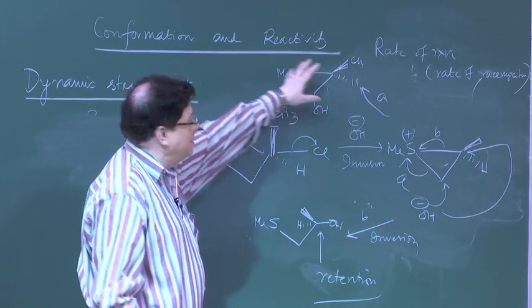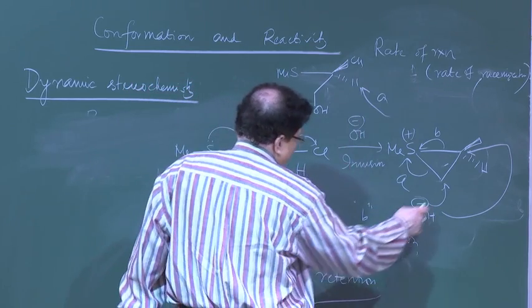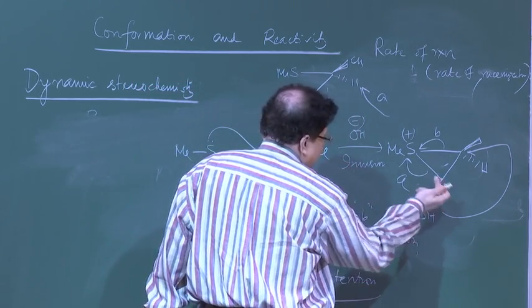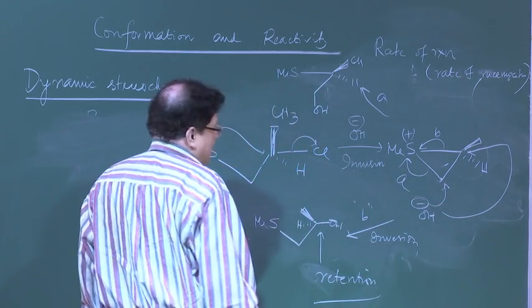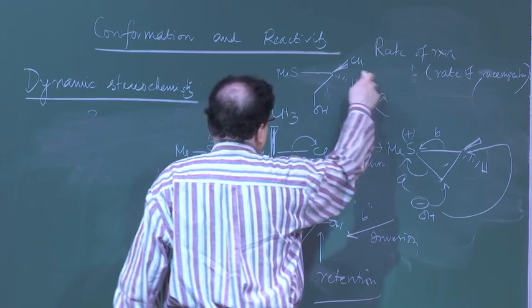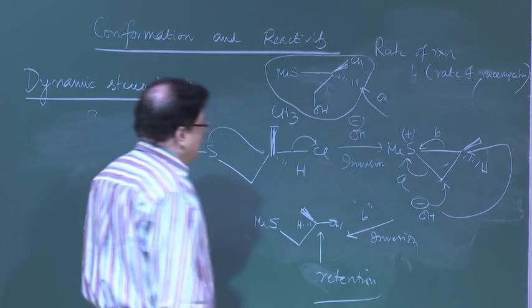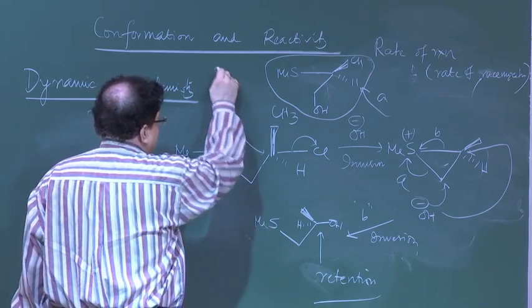So what happens here now? Interestingly, there is no question of inversion or retention at this carbon, because this is not a chiral center. So whatever inversion has taken place, that remained. So now you have only the inverted product.